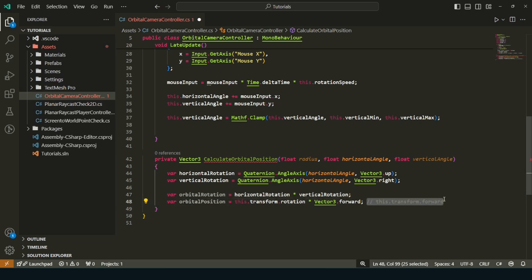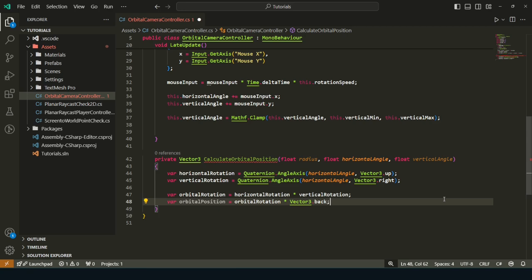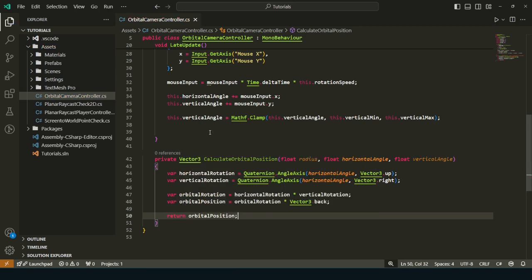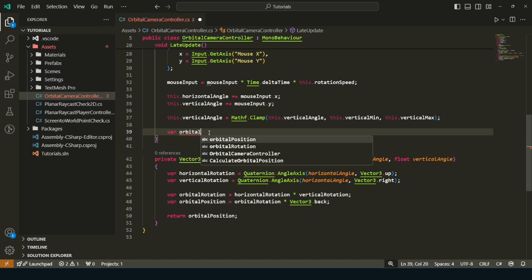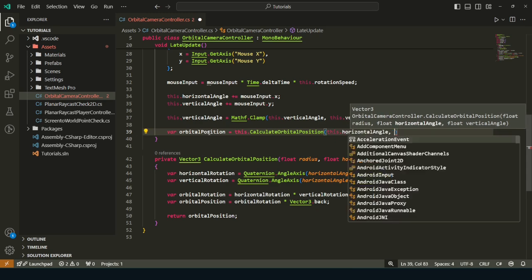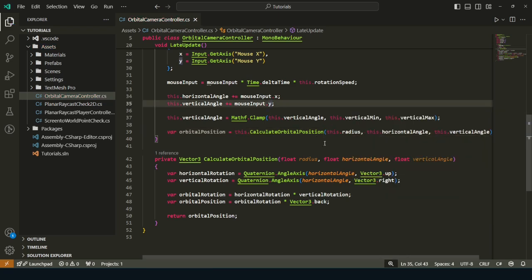So let's just go back there. And I want the backwards one because I'm interested in putting the camera behind something. So that's what we're going to do here. So rotation, and I have my position, so that's what I'm going to return, orbital position. So let's get orbital position, calculate orbital position. Okay, arguments are mixed up, the radius, that's fine.